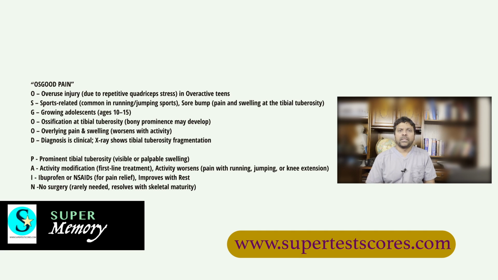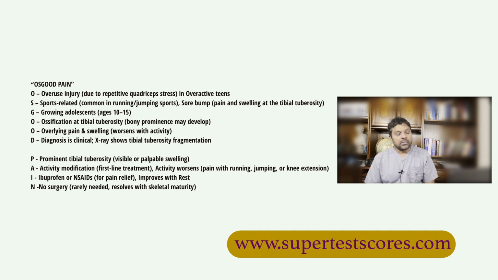I mean, many times they said tibial tuberosity is showing fragmentation on X-ray, but you don't need X-ray to diagnose this disorder. Then P is for prominent tibial tuberosity. A is activity modification. That is the first line treatment, activity modification. I is for ibuprofen or NSAIDs, and N is for no surgery.